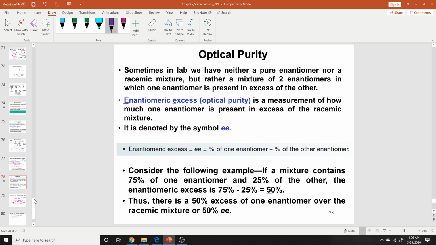So if it is a 50% excess there, I know that my racemic mixture is going to be the other 50%. And the racemic mixture is in equal parts of A and B. So A is going to be 25% and B is going to be another 25%, right? So if I want the percentage of A, A is going to be that 25% from the racemic mixture plus the 50. So A is going to be 75%, and the remaining 25% is for B.